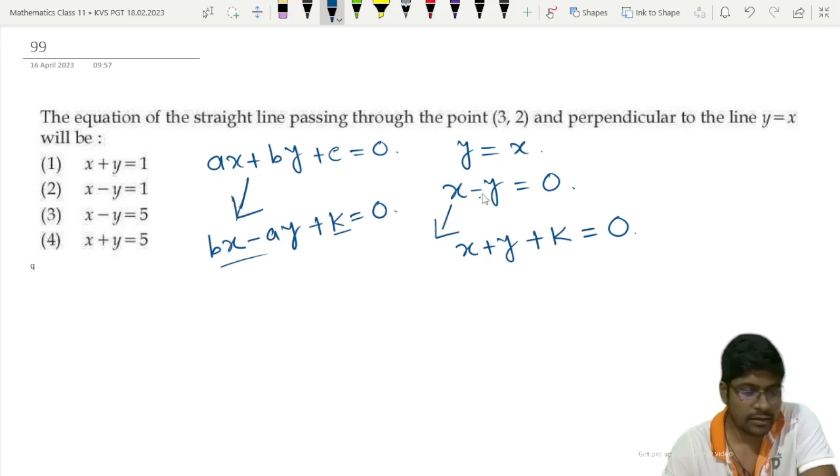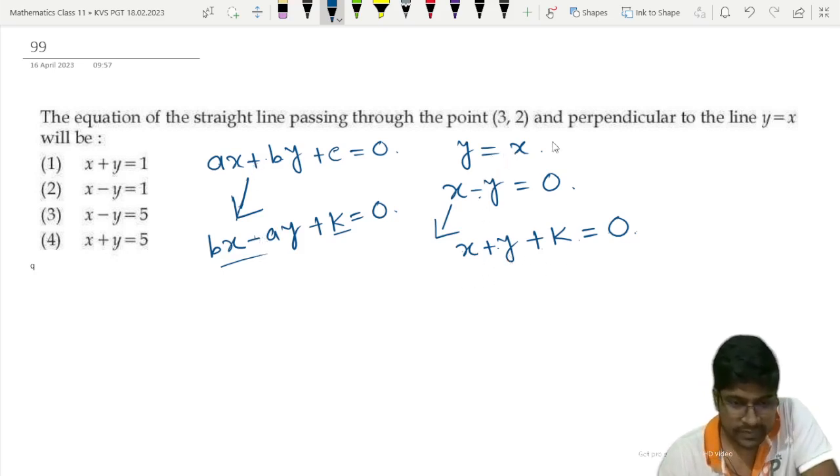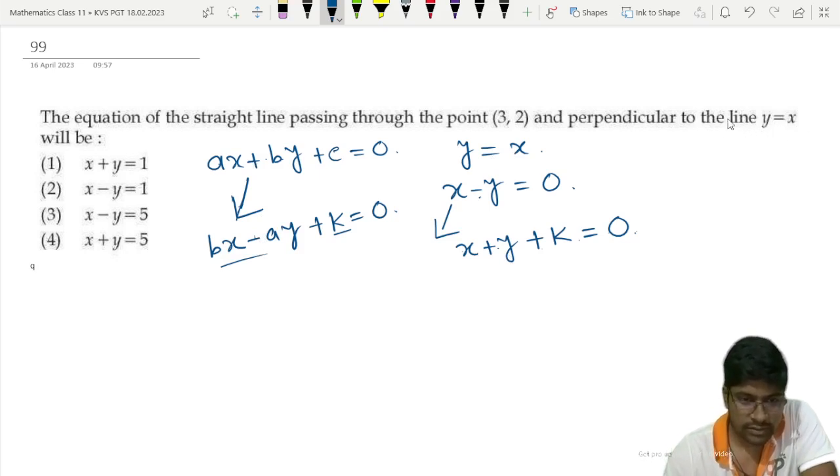By that trick I have written here x plus y plus k is equal to 0. The coefficients of x and y will be interchanged and the sign between them will be opposite. If there is plus, then we will write minus. If there is minus, we will write plus. So that is the trick of writing immediately the equation of the perpendicular line. So this is the equation of the perpendicular line and it will pass through the point 3 comma 2.